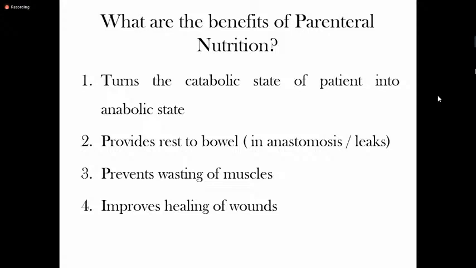What are the benefits of this? It turns the catabolic state of a patient into an anabolic state. Anytime we give enough food, the cells start to rejuvenate. It provides rest to the bowel. This is when we have anastomosis or we have leaks. It prevents muscular wasting. This is when we have carbohydrate deficiency and muscles are now being used as a source of energy. It improves wound healing. Okay, we are supplying requirements for tissue regeneration.